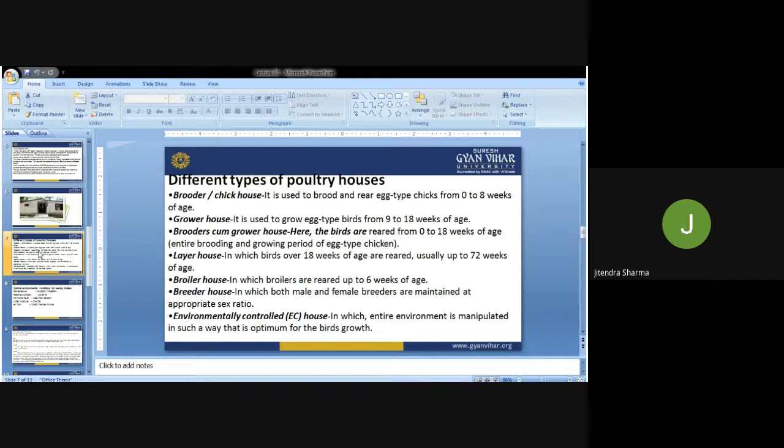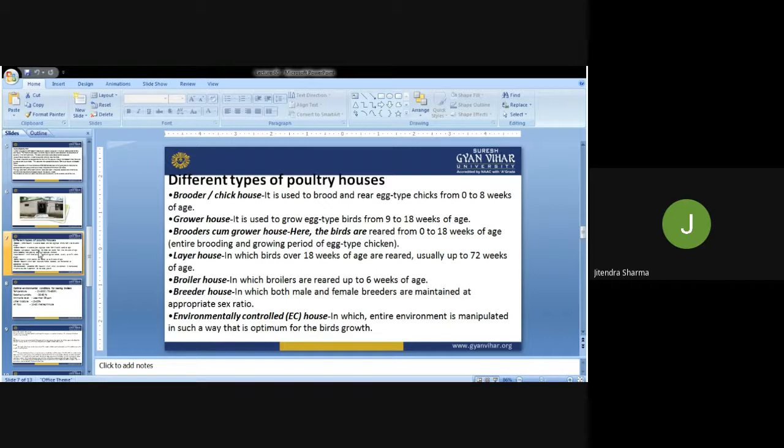If we allow the deep litter system, that is the traditional system. But the loss in this system is that when she lays the egg, we have no immediate control over it. Sometimes the egg is destroyed by other birds, and because of that the egg collection, which is the prime business objective, gets damaged. So the layer house is where we keep birds over 18 weeks of age, usually up to 72 weeks of age. That is around 2 to 2.5 years.